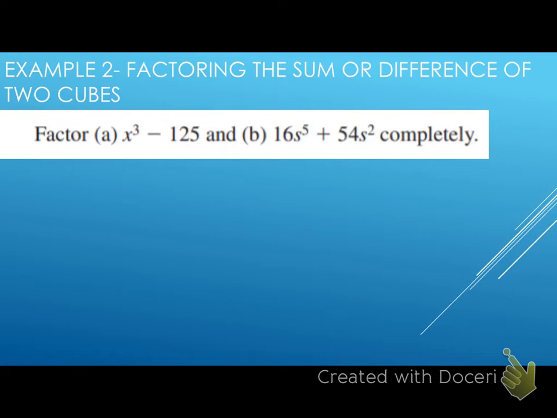Two examples here. Factor x cubed minus 125 completely. Can I take the cube root of x cubed? Yes. Can I take the cube root of 125? Yep. Is there a minus sign between them? Yes. Which special pattern is that? Difference of two cubes, right? So I'm going to be using this formula.